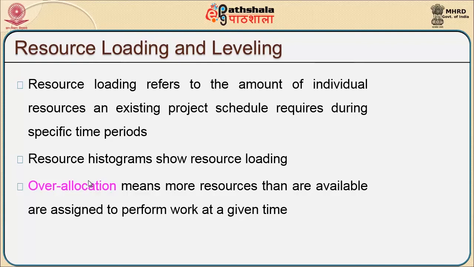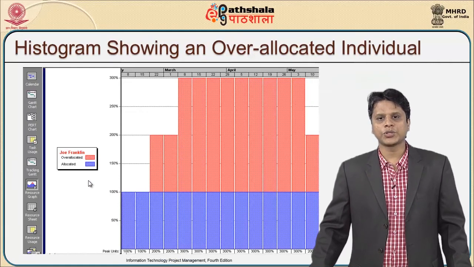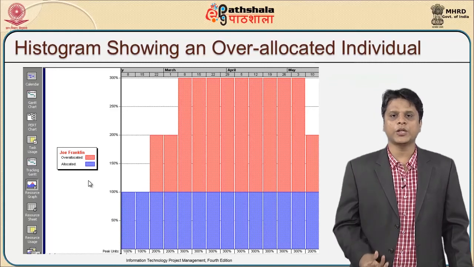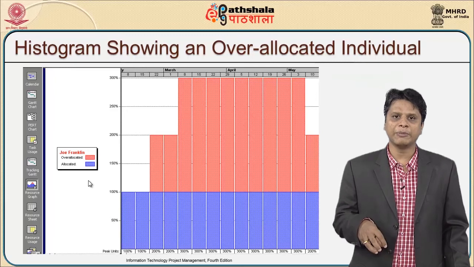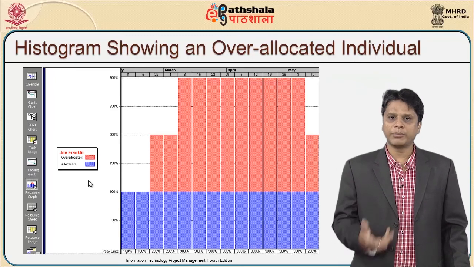Over allocation means more resources are available and are assigned to perform work at a given time. So this is a specific histogram which shows an over allocated individual. Say, for example, for a project which actually requires only 15 people, I might have put 30 people, which can lead to a failure or it can lead to a mess.